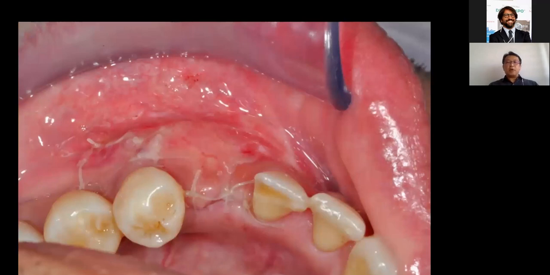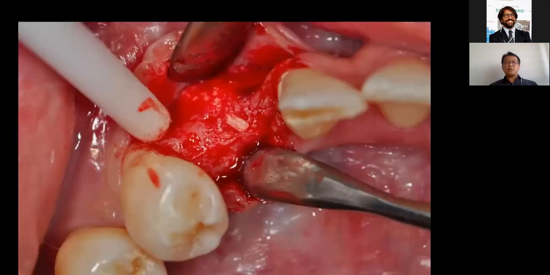Well, I will not want you to guess. I will tell you straight away. This is the healing in 16 weeks. And we were able to subsequently raise the flap in only 3 months.